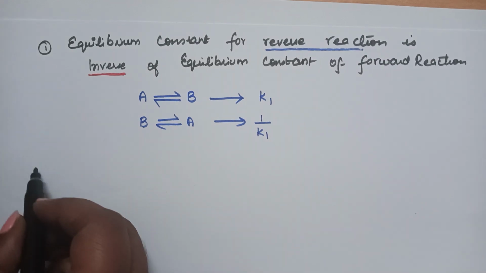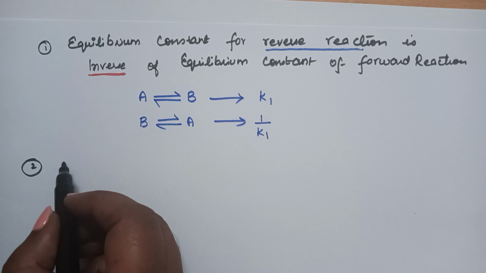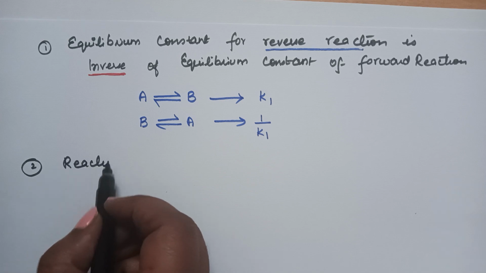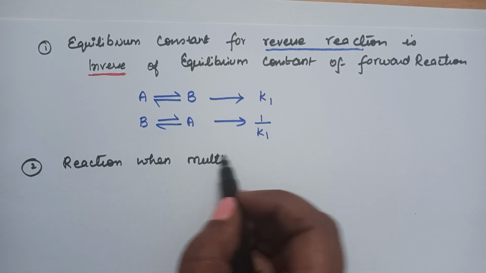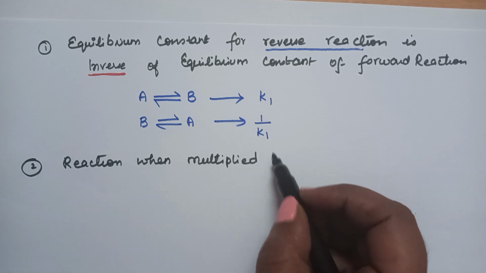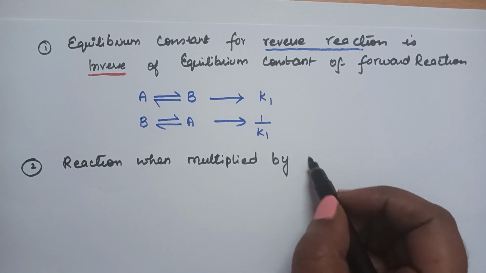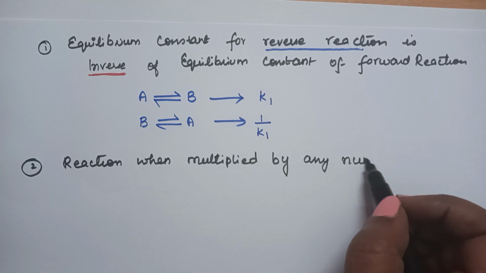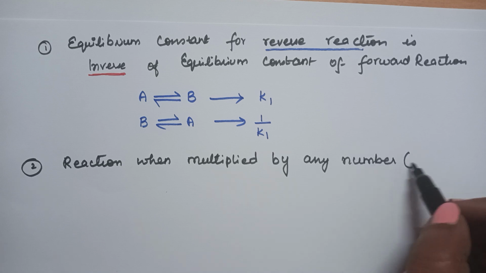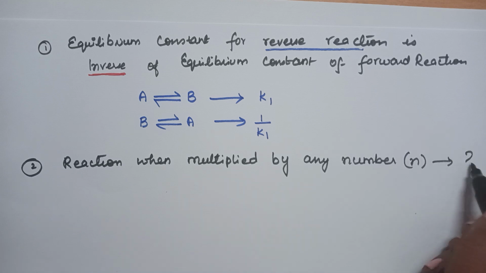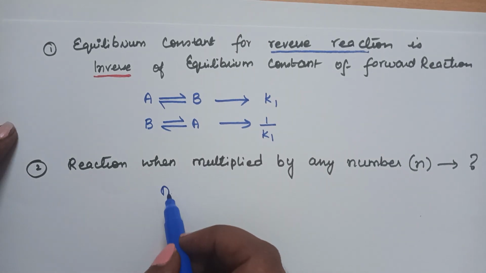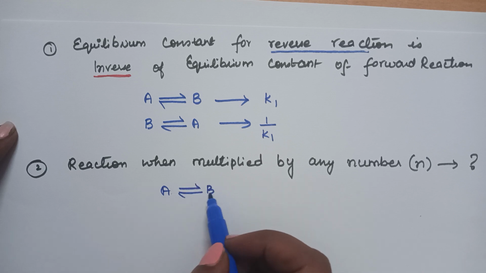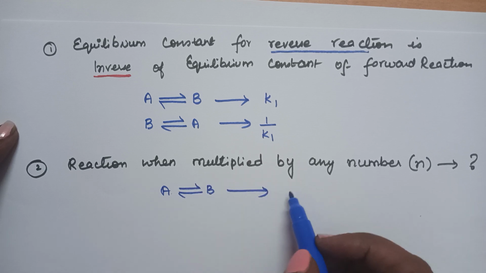Second is, when a reaction is multiplied by any number, what happens? So we will take that number as n. So what will happen to K? So we will take one example. So students, here A gives B. The equilibrium constant for this reaction we will take as K1.